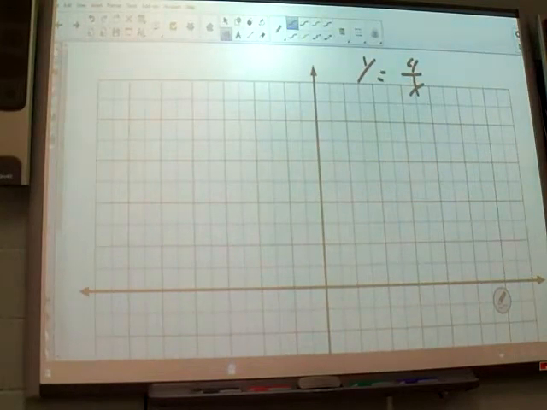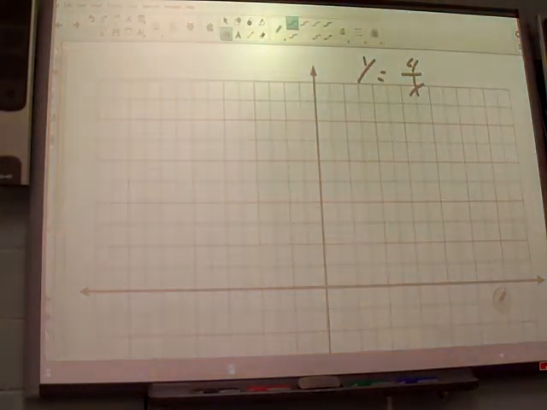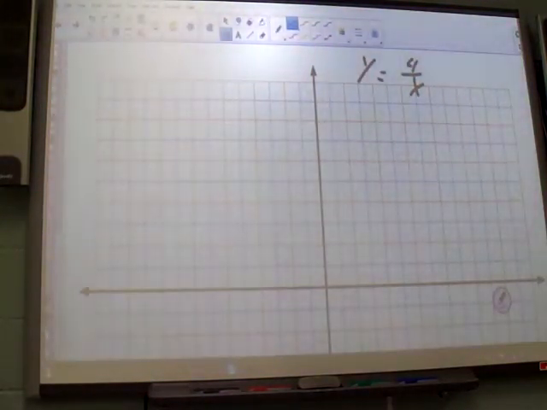How many weeks do we have left in this 9 weeks? I don't know if that has anything to do with this graph.